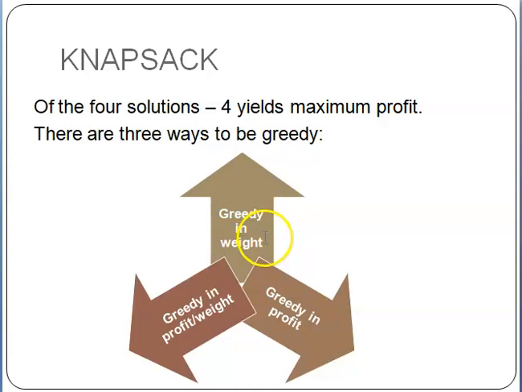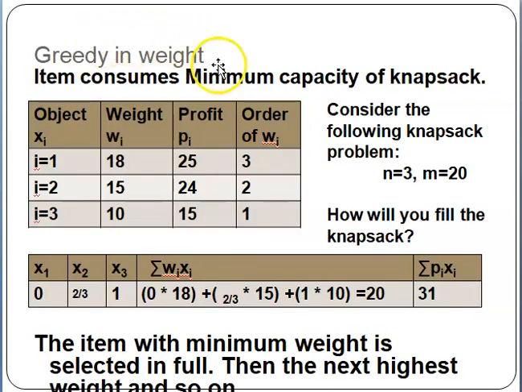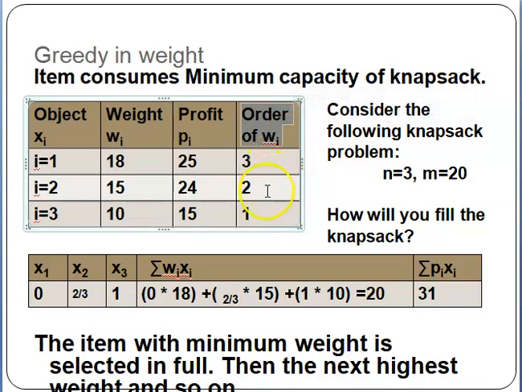We can be greedy in the weight, we can be greedy in the profit, or we can be greedy in the profit upon weight, that is, the ratio. If we are greedy in the weight, we arrange the items in the order of weight. As we can see here, the less the weight, the more beneficial it is. The third item has a weight of 10, which is order 1. Then we have 15, the next item, and then 18, which is the third item. We order our items on the basis of weight and consider them in that order. The third item has a weight of 10 and our capacity is 20, so we can take the item in full.